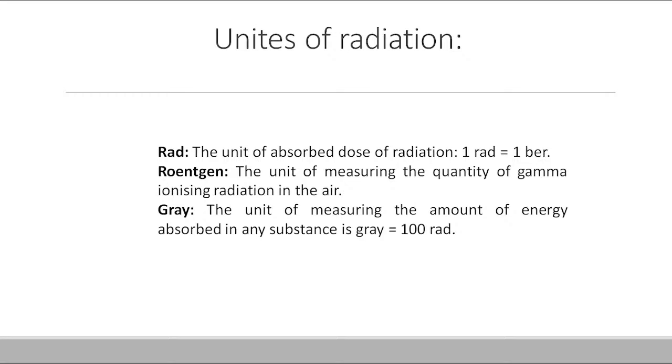Units of radiation: rad, roentgen, and gray. Rad, the unit of absorbed dose of radiation; 1 rad equals 1 rem. Roentgen, the unit of measuring the quantity of gamma ionizing radiation in the air. And gray, the unit of measuring the amount of energy absorbed in any substance; 1 gray equals 100 rad.